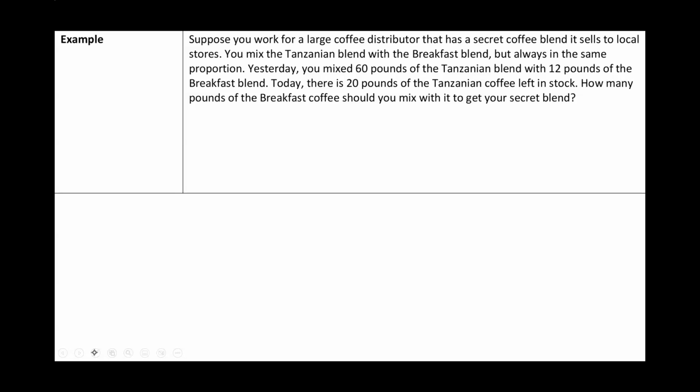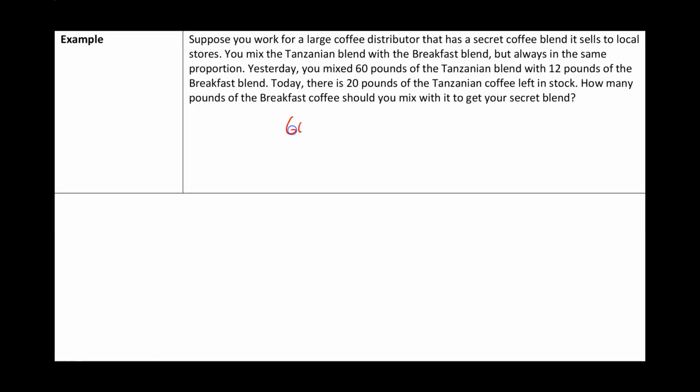Here's a word problem. Suppose you work for a large coffee distributor that has a secret coffee blend that it sells to local stores. You mix the Tanzanian blend with the breakfast blend, but always in the same proportion. Yesterday, you mixed 60 pounds of the Tanzanian blend with 12 pounds of the breakfast blend. Today, there's 20 pounds of the Tanzanian coffee left in stock. How many pounds of the breakfast blend should you mix? But the only thing is, you have to make sure that the similar units go in the same side of the fraction.